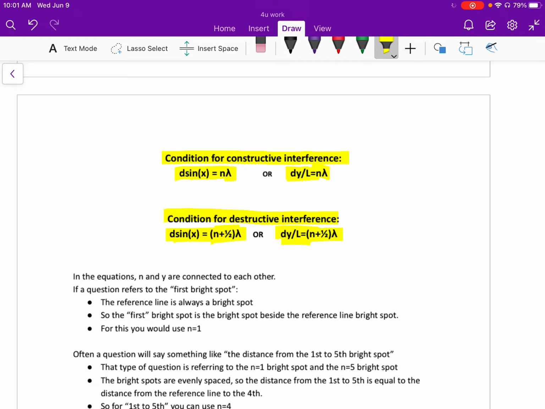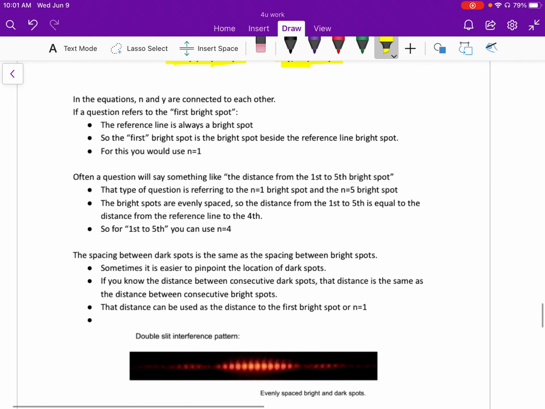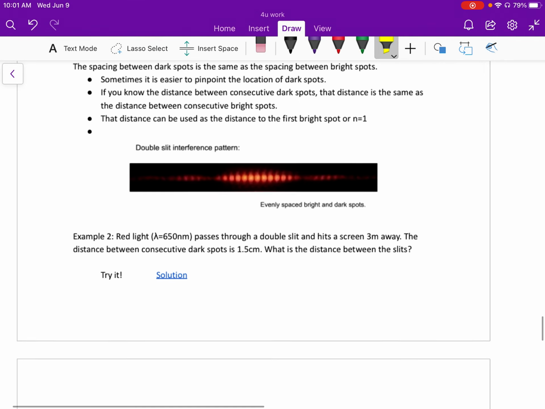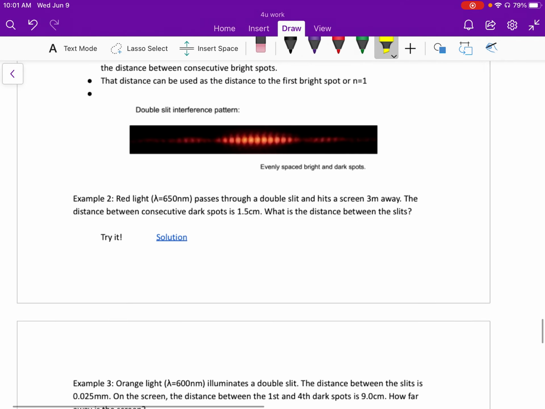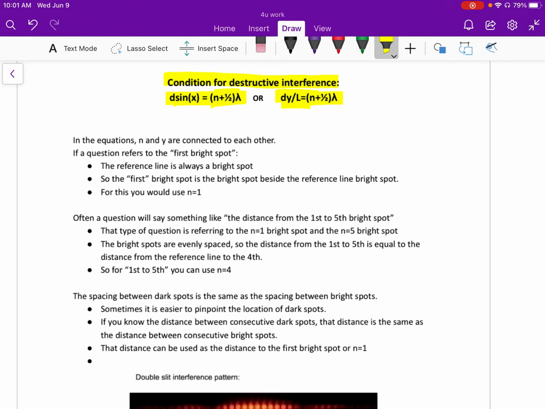Don't be alarmed if you're not feeling completely comfortable yet. It'll click as we start to do questions. Basically, when you look at examples 2 and 3 and 4 down there, as I talk you through doing the examples, that'll make it really click in.